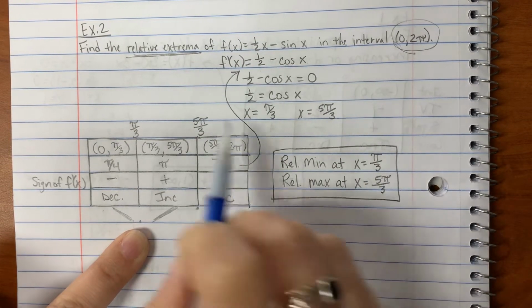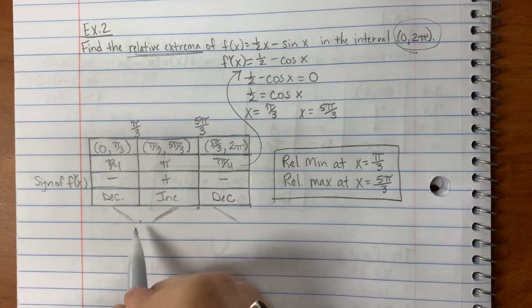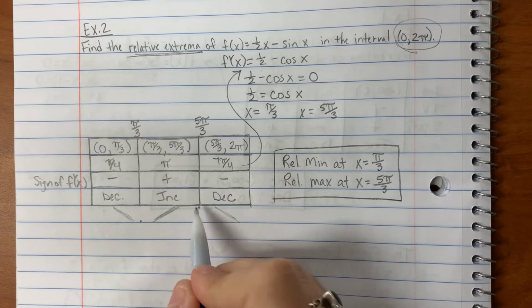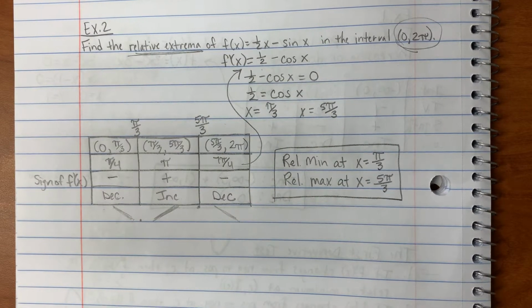Now I was checking to see, do they want the actual point? Do they want to know what the minimum is or what the maximum is? And they didn't in this case. They would specifically ask for that, I guess, if they're wanting it.